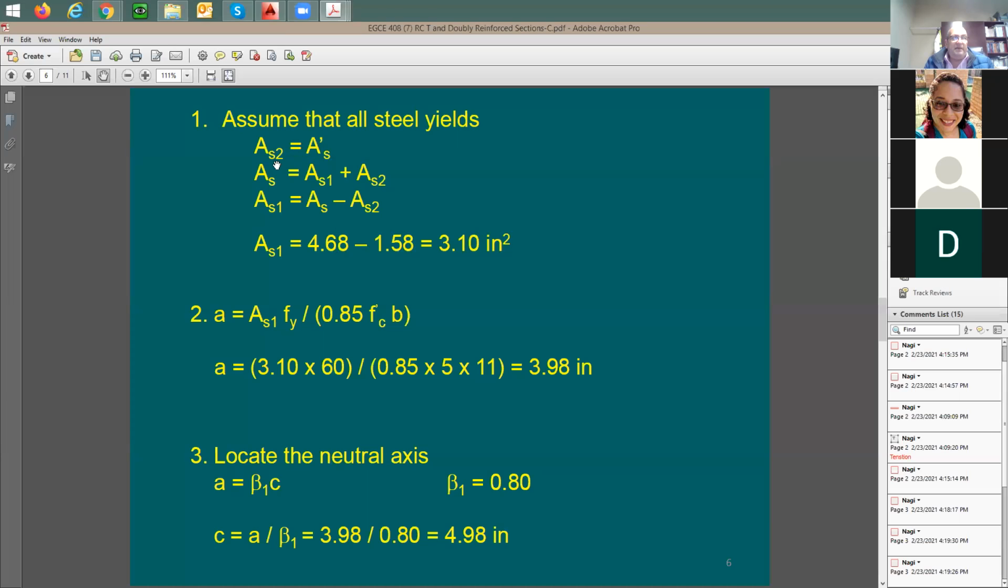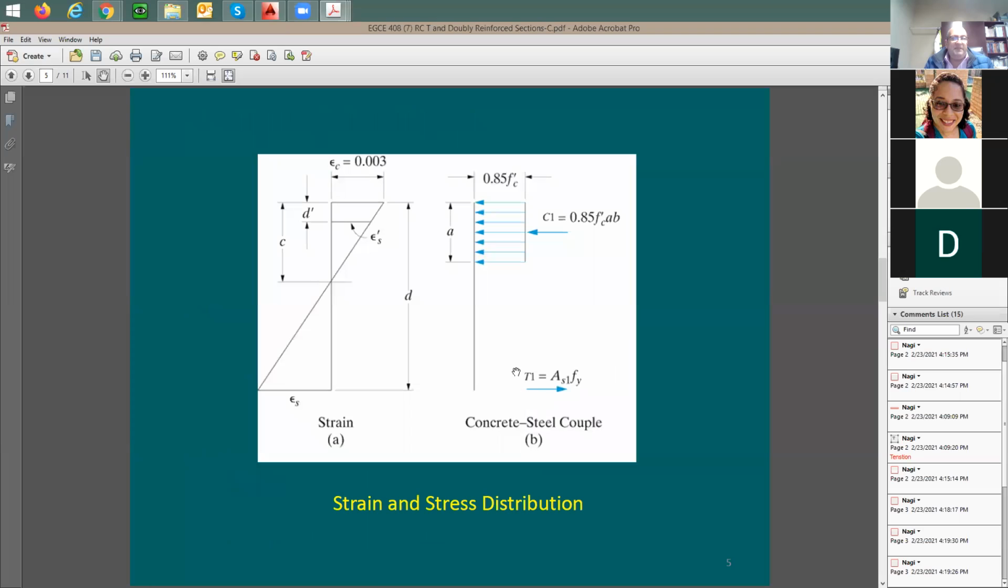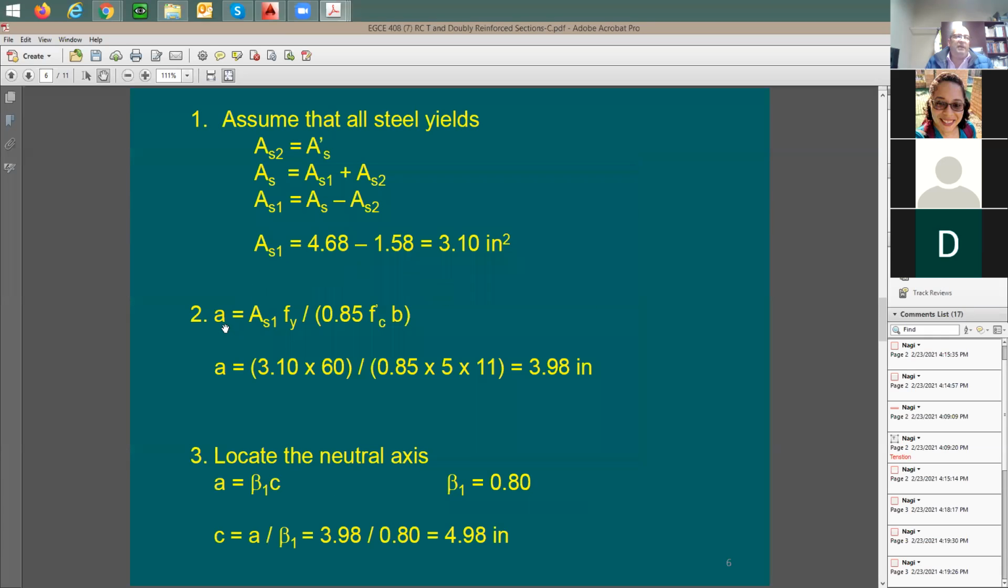If you have here AS2 and AS1, I'm going to go back here one step. I'm going to say, let me set this T1 equal to C1, the compression force. Here's the compression force, and here's the T1 force based on F1. Based on this, if I set this equal to each other, I can solve for A, compression block depth. So I'm going to be doing it. Find out this A. It's almost 3.98.